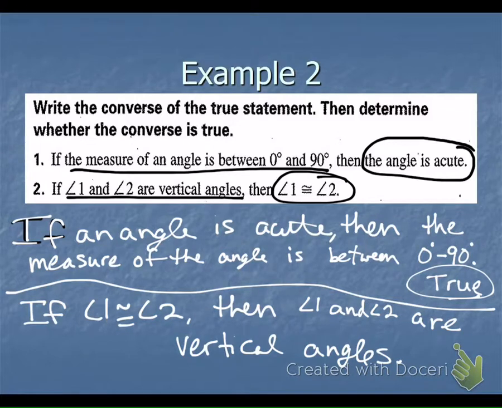All right, so I do agree that the original statement is true, right? Vertical angles are always congruent. But are congruent angles always vertical? No, we have learned lots of different ways that angles can be congruent. You can have angle bisectors. You could have a triangle with 3 congruent angles. They don't have to be vertical angles. Alternate interior, alternate exterior, corresponding. Those are all relationships that give us congruent angles that are not vertical angles. So this one is not true.